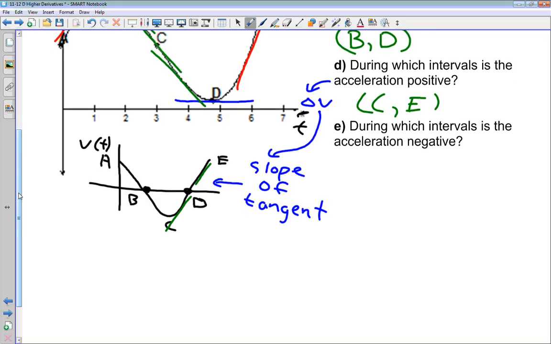Where is the acceleration negative? Well, where's the slope of the tangent here going to be negative? Over here, negative, negative. So it's got to be from A to C.